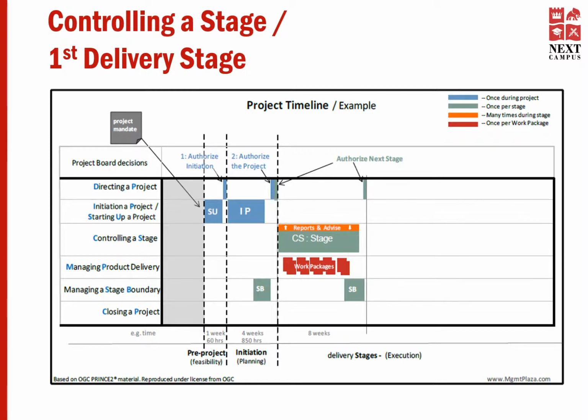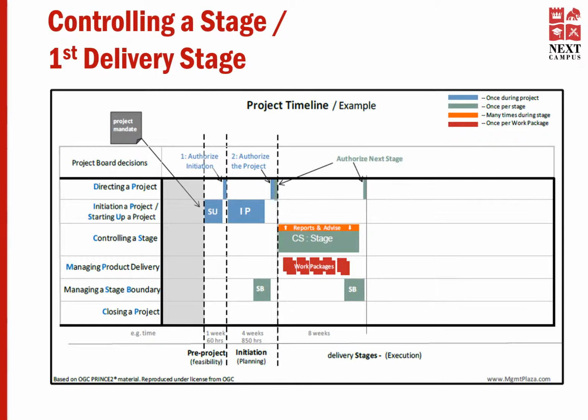Managing a stage boundary, SB. As you can see in the diagram below, the stage boundary process starts towards the end of the stage and before the controlling stage. The objectives of the stage boundary process are to prepare the following information for the project board.